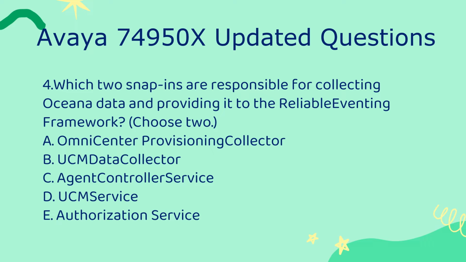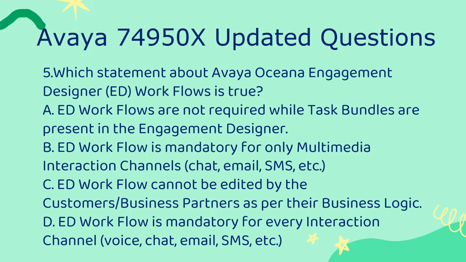4. Which 2 snap-ins are responsible for collecting Oceania data and providing it to the reliable eventing framework? Choose 2. A. Omni Center Provisioning Collector. B. UCM Data Collector. C. Agent Controller Service. D. UCM Service. E. Authorization Service.